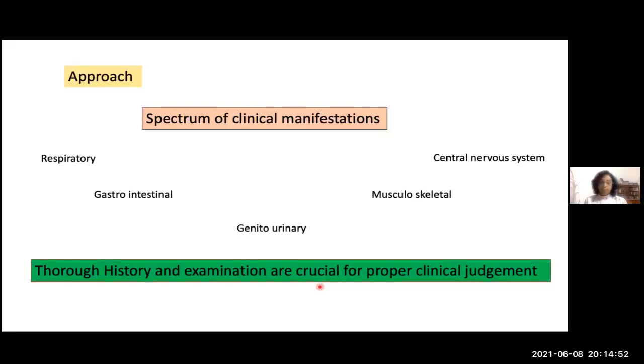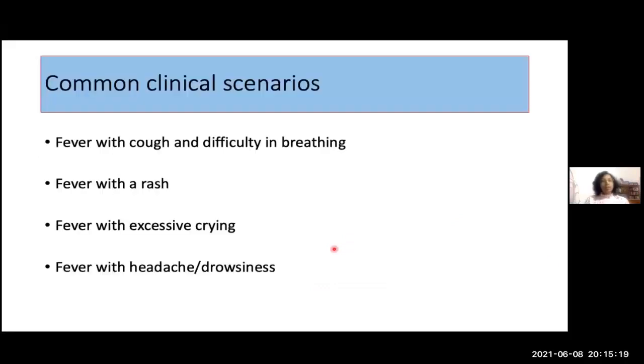So when you approach a child with an infection, you need to look at the spectrum of clinical manifestations to identify what the focus is. It could be just a single system involvement, or it could be involvement of multiple systems. Therefore, a thorough history and examination are crucial. Okay, so from now onwards, I will take some clinical scenarios and go through various clinical symptoms and signs and how you approach a clinical diagnosis.